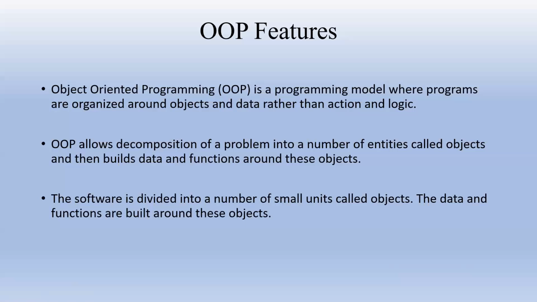The next point is that the software is divided into a number of small units called objects. The data and functions are built around those objects. As mentioned already, everything inside the class is an object. So maybe a class can have a number of properties or methods, and we are storing some data in those properties. Basically, we mean to say that whatever logic or data we are storing, all those things revolve around the objects.